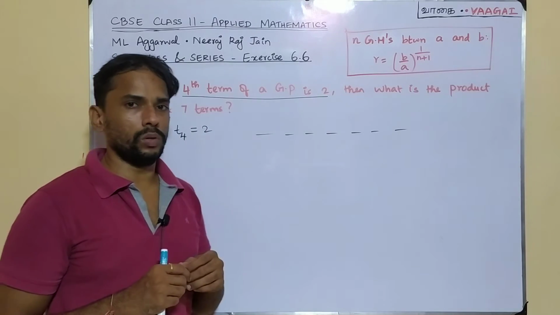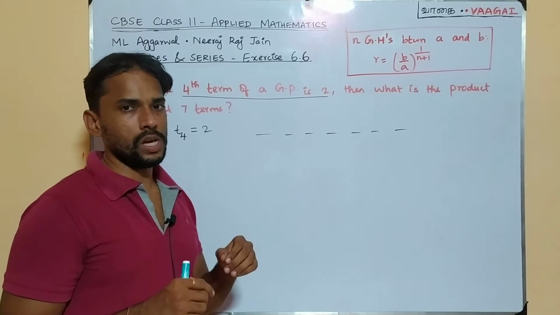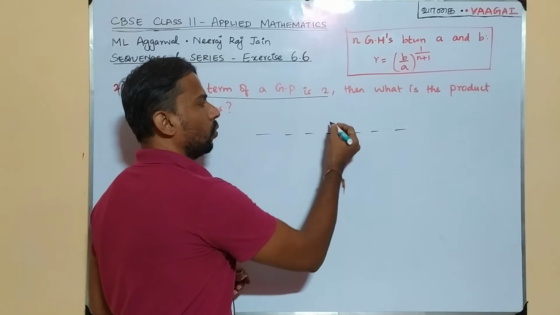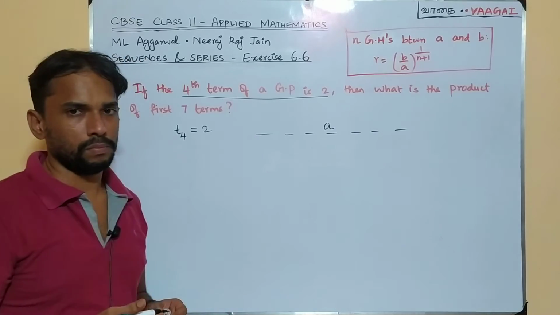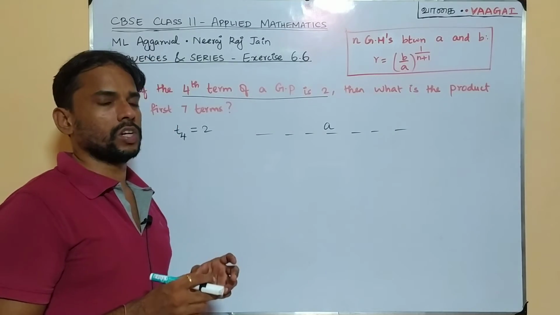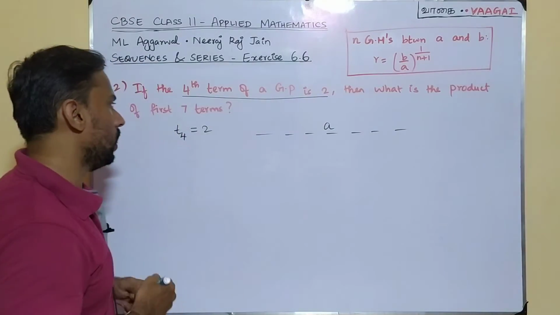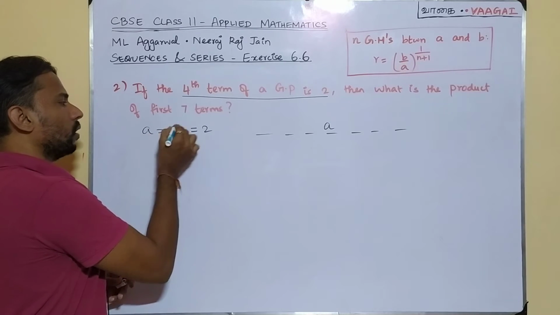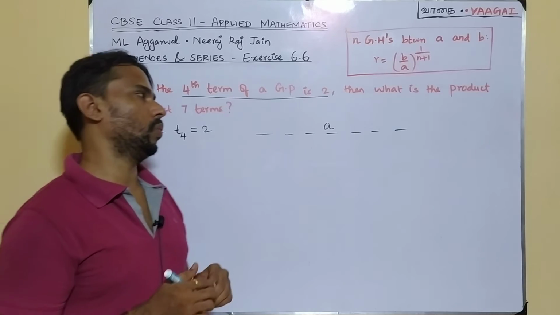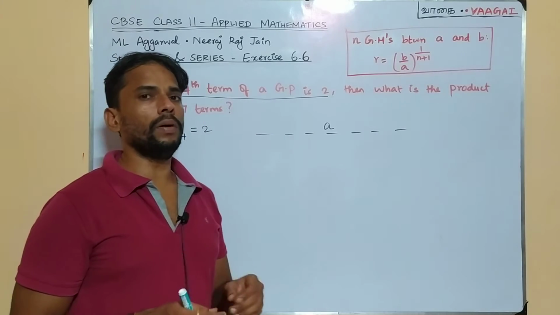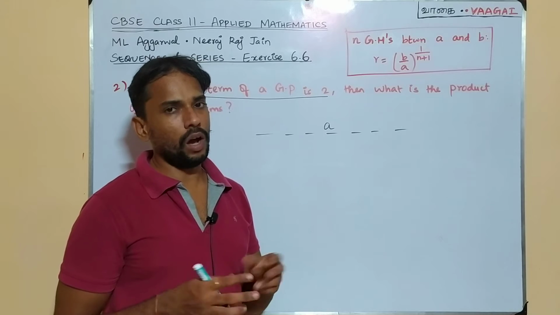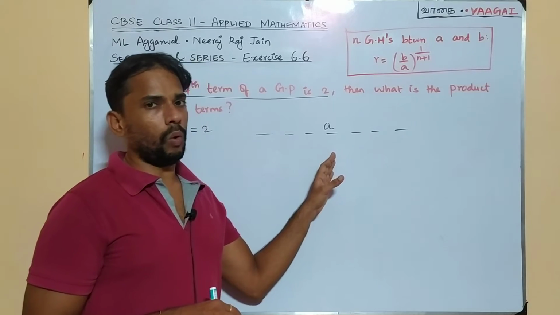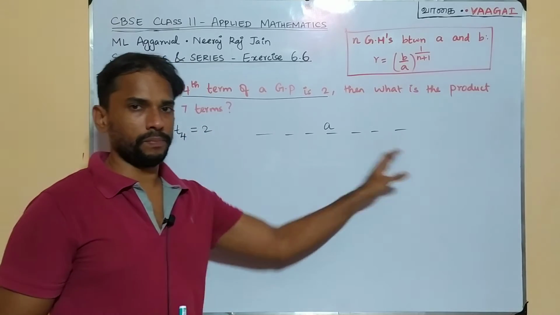What I'm going to do is assume the fourth term as A. 1 2 3 4. Let us have the fourth term as A. This will be very easy for us to understand also. So term 4 is equal to 2, and I'm going to take term 4 as A. Now we will have the common ratio of that GP to be R. In that case, this will tell you what are the other terms of this GP.